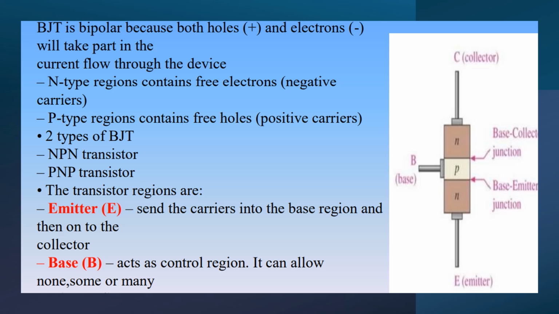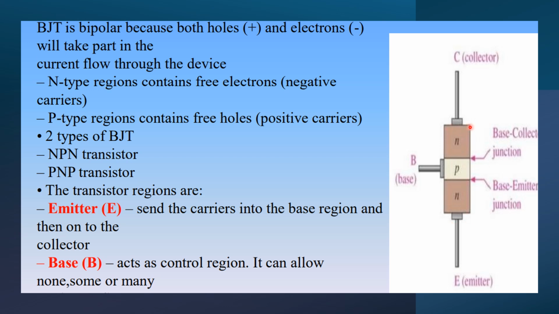See here, N region. The fabrication is like that. Take N type semiconductor, sandwich p-type semiconductor in the middle. So see, this is the first layer, this is the second layer, this is the third layer. N-type, p-type, n-type. So this is the NPN transistor.